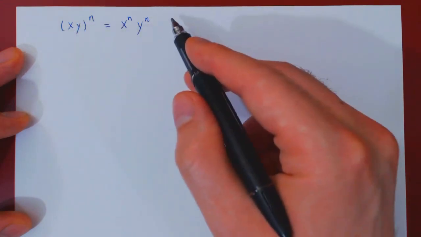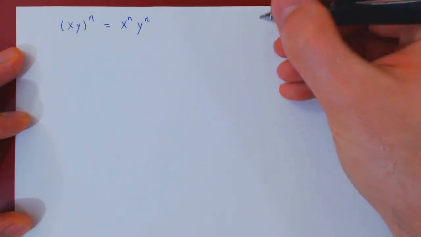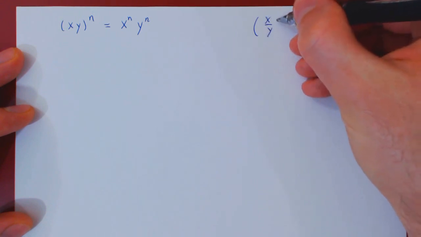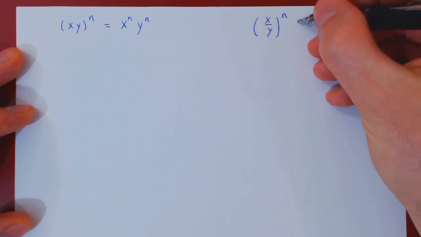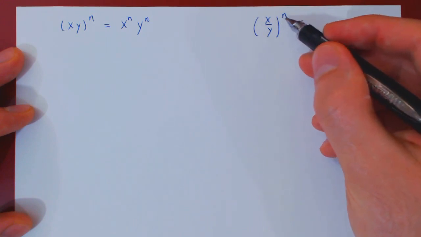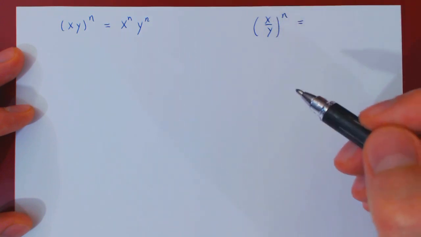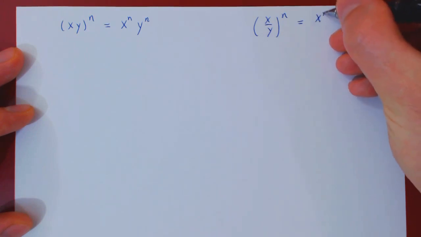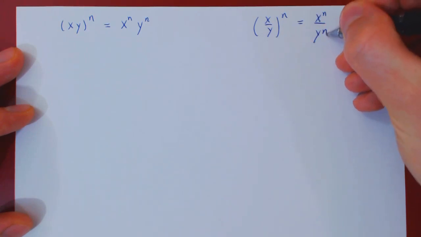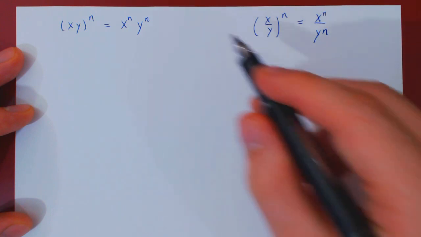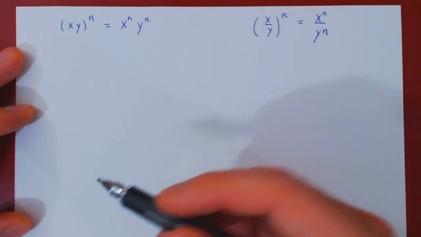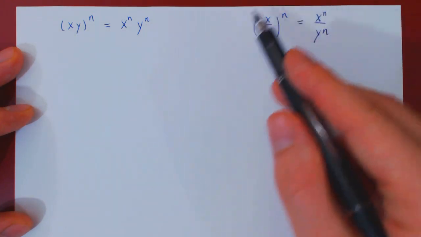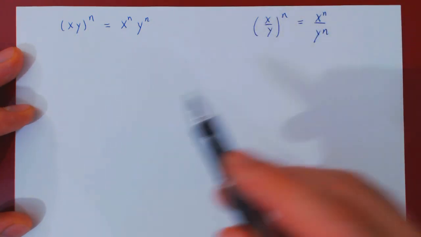And the same property holds for a quotient. So, if you have a quotient, x over y, and you take its nth power, the power can also be distributed on the numerator and denominator, so this is the same as x to the n over y to the n. And this goes for any choice of real number n. And let's quickly verify why both properties should be very intuitive.